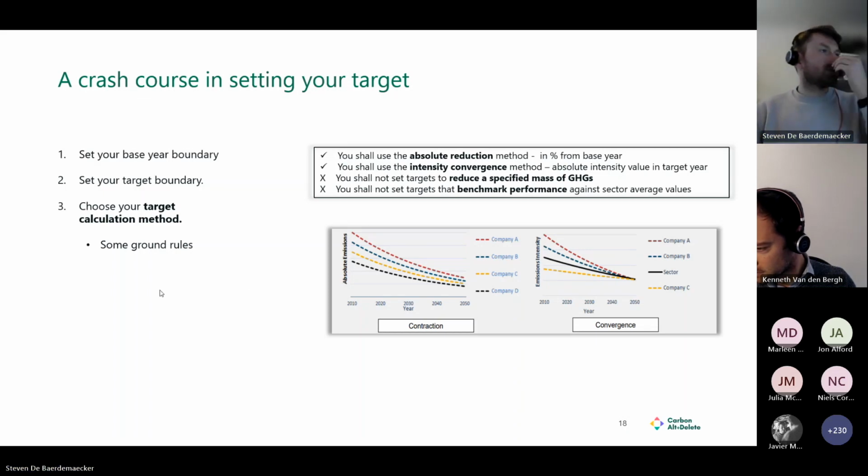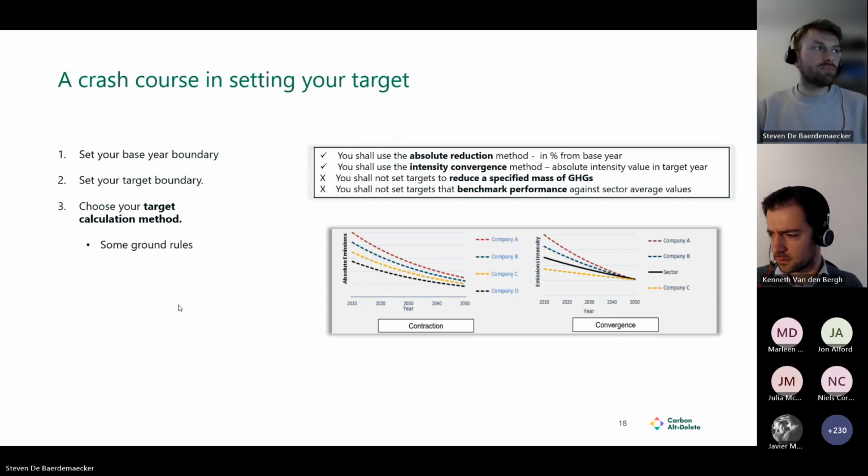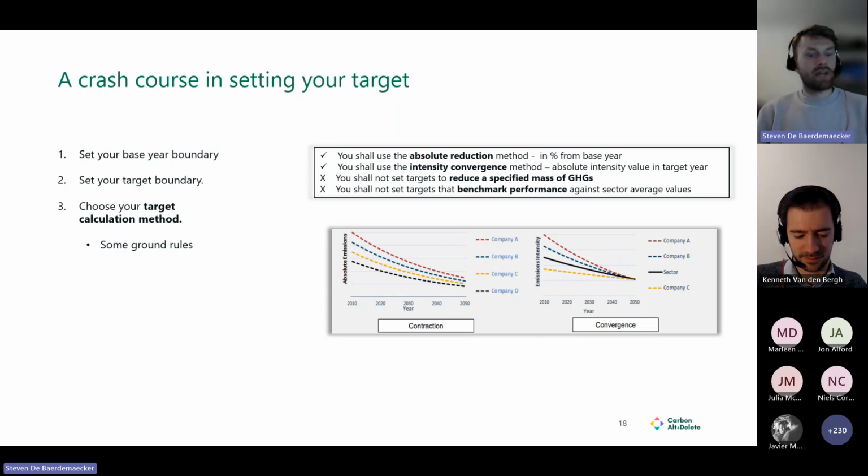I think there are 4, if I can summarize it in 4 ground rules, what type of targets you can encounter in the SBTi. You can have an absolute reduction method, a percentage reduction from your base year, whether it's on an absolute total greenhouse gas emissions basis or on an intensity basis. These are mostly the cross-sectional.